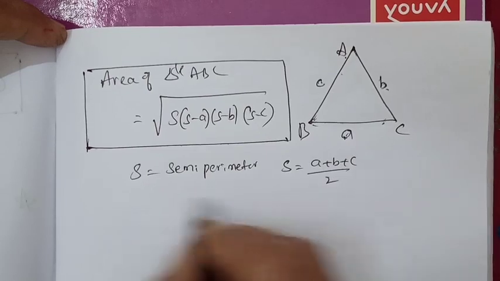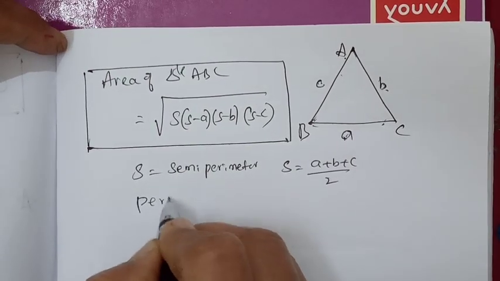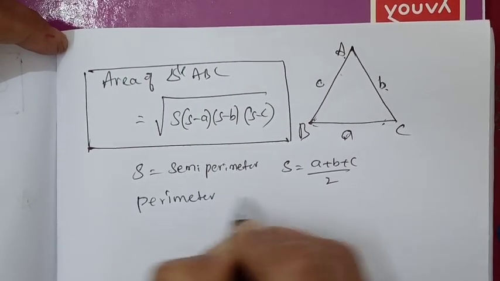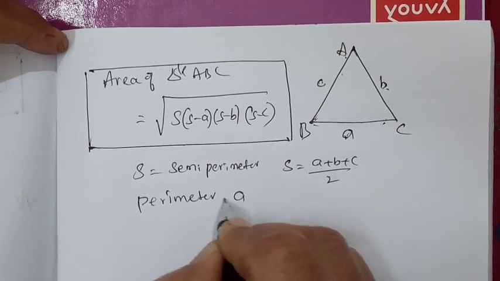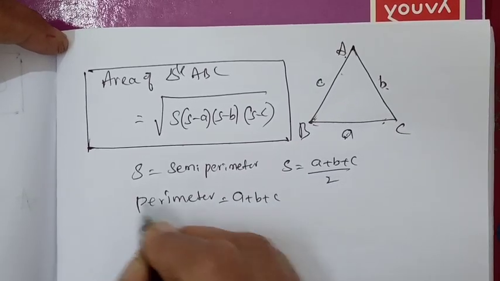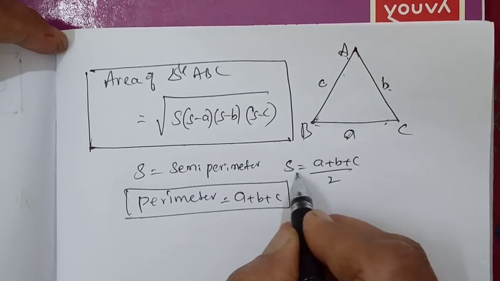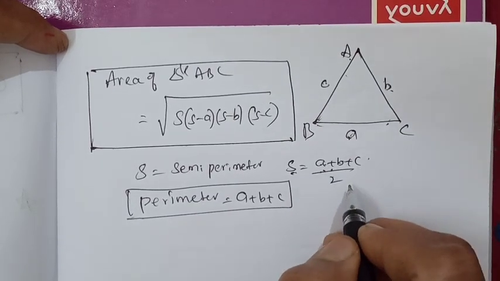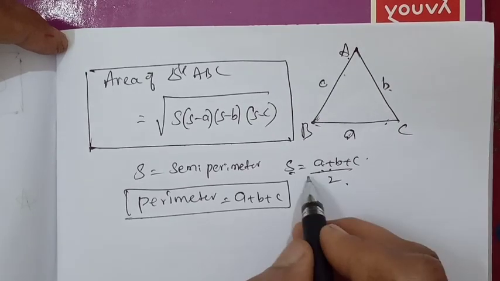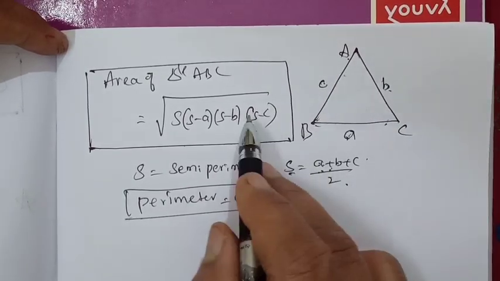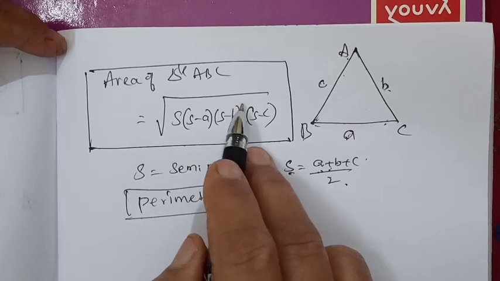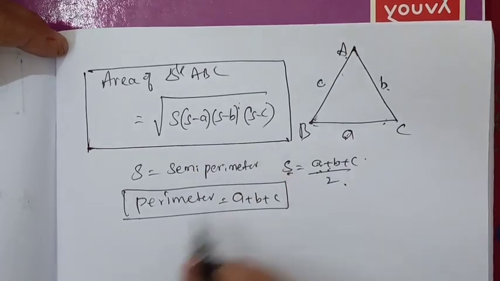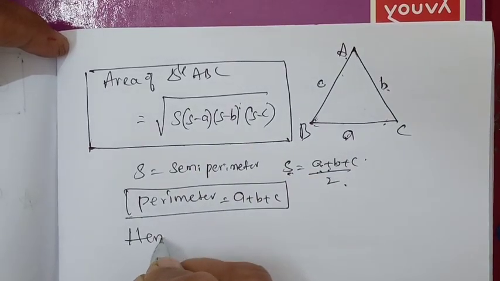What is perimeter actually, children? Perimeter means the sum of all three sides, correct? a plus b plus c. The semi perimeter s is equal to what? (a plus b plus c) by 2. Okay. If we know a, b, c, we can find the area of the triangle by using this. And this is also called Heron's formula.